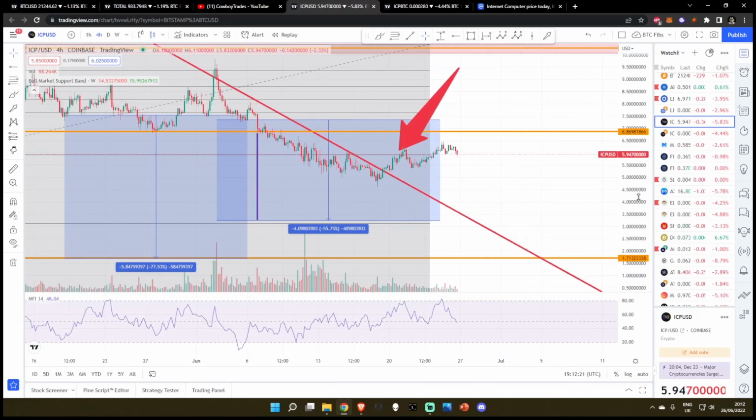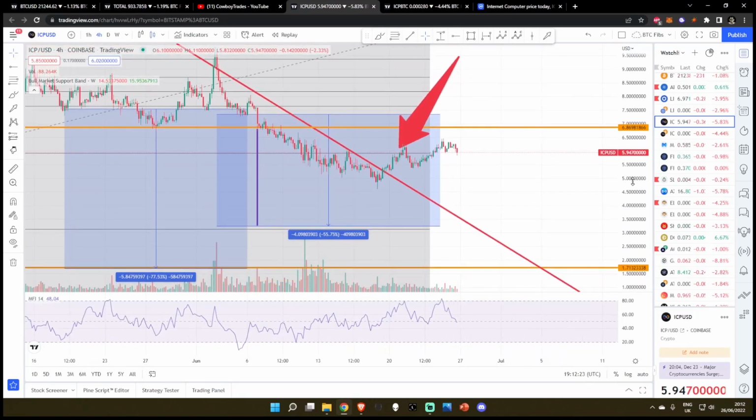Alright, quick update on Internet Computer Protocol, ticker symbol ICP. In this video, I'm going to be looking at the higher time frames and talking about the Heiken Ashi candles, which are a great way to characterize whether we're in a very clear-cut uptrend or a very clear-cut downtrend.